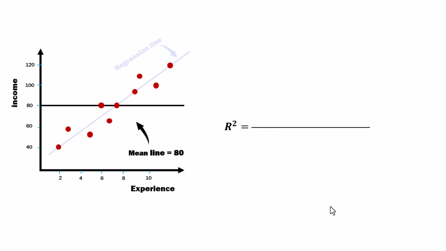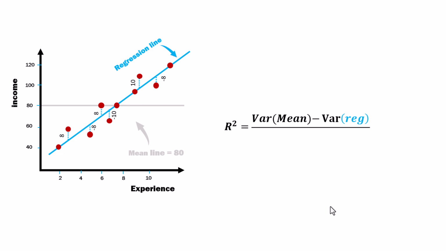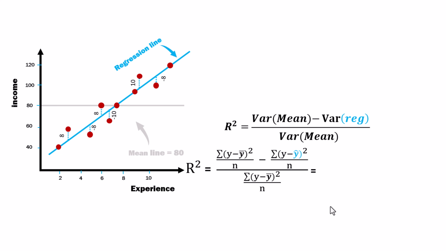R squared is the difference between the variation in the mean and the variation in the regression line, divided by the variation in the mean. Or mathematically, this. Since the sample size n cancels out, we use our sums of squares. Because the error around the regression line is never less than 0 and is smaller than the error around the mean, this formula gives us a value between 0 and 1, which we can express as a percentage.